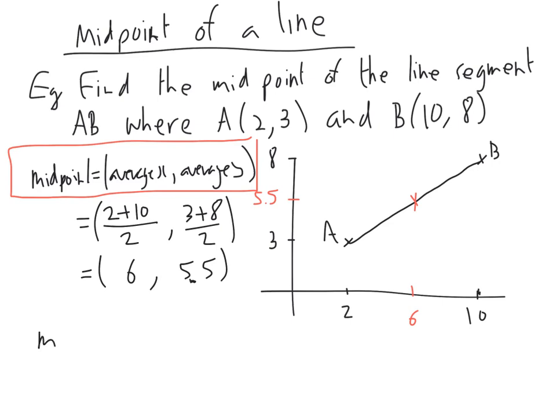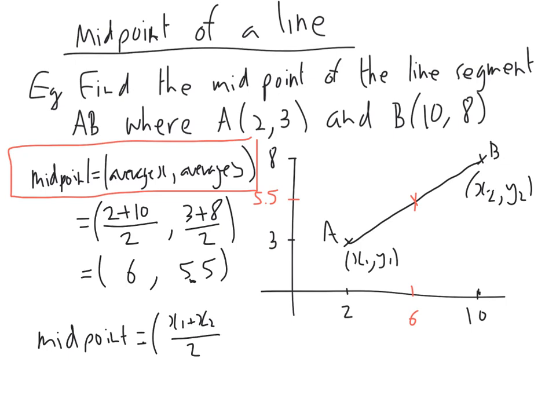Another way to write the formula, maybe a bit more fancy, or more mathematical, I should say. If we call A x1, y1, and B x2, y2, then what we're doing when we find the average x, we're getting the first x value and the second x value, and we're getting the average of those two. And then same for y, we're adding the y values and dividing them by 2 to get the average, to get the middle, to get the midpoint.